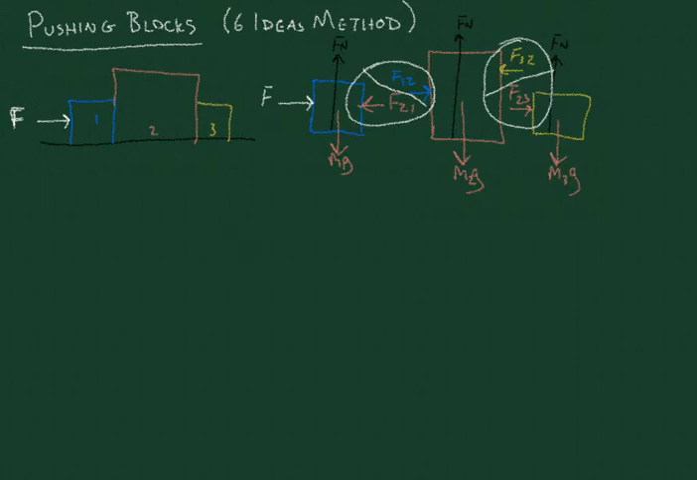Okay, so now we can go down and look at block 1. We look at the net force. So mass 1 times the acceleration is F in the x direction, 0 in the y direction, plus, I guess, a minus F21 in the x direction.